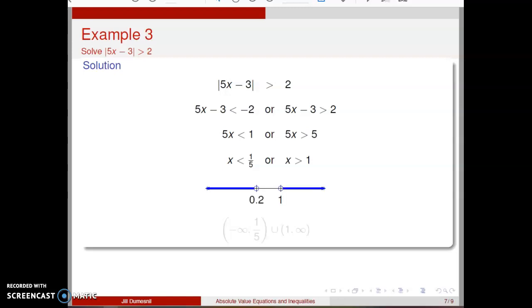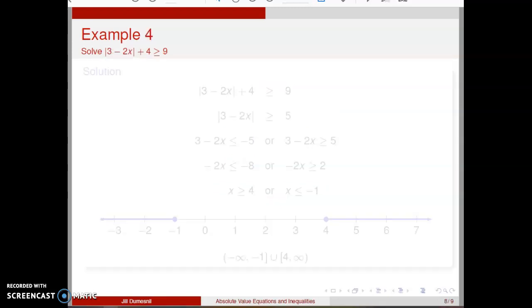The graph of this solution has the areas outside of 1/5 and 1 shaded with open circles to denote that the endpoints are not included. In interval notation, we have to use a union to describe the solution and open parentheses to denote that the endpoints are excluded. Recall that we always use parentheses and never brackets with either infinity symbol.